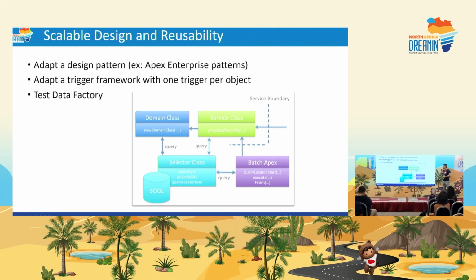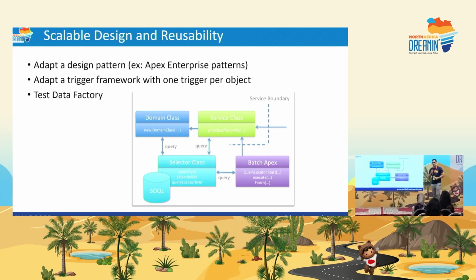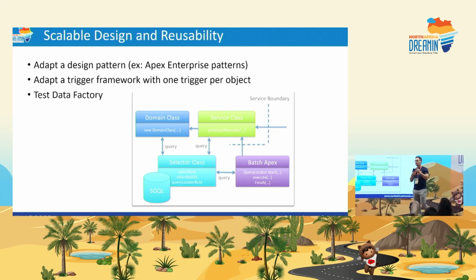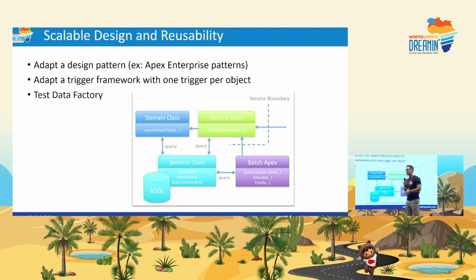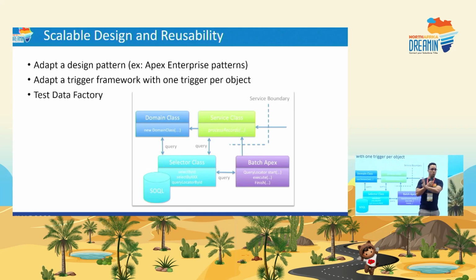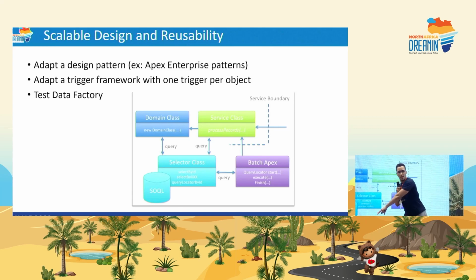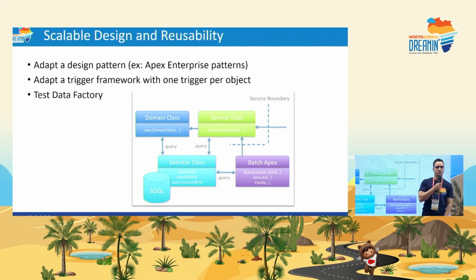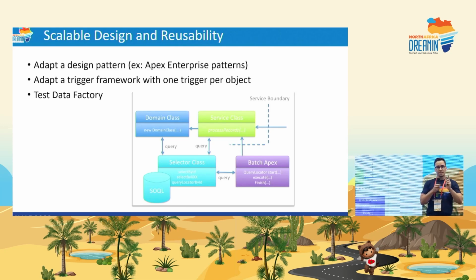Here's another intersection. And finally, the test data factory. We don't want to keep creating more data in each test class. We want to put that in a factory, in one class, and we're just going to keep that data and drop it into our test classes, and it's also going to be easy to maintain.